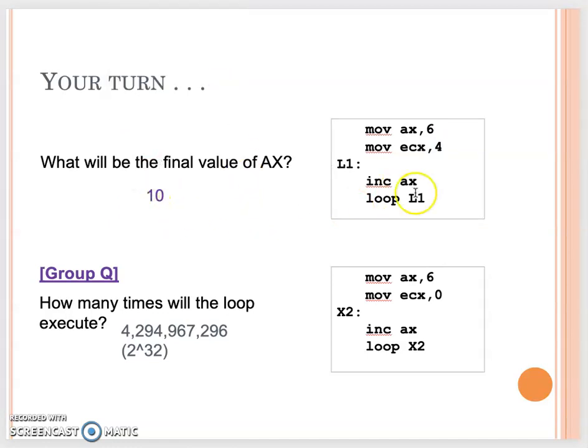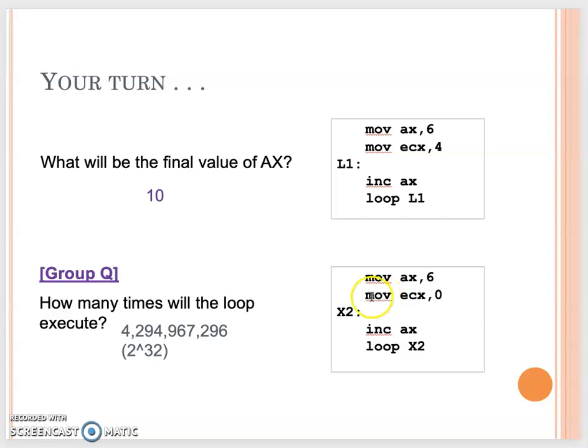Okay, so this one is straightforward, right? Now here, if that was in class, I would ask you guys to do a group chat. So this one, I want you to tell me how many times the loop will execute. Do not look at the answer, just look at it like this. The same thing, I move 6 into AX. I have ECX, but I start from 0. I have my code label X2. Every time I increment AX, then we loop. So actually, how many times will it run?